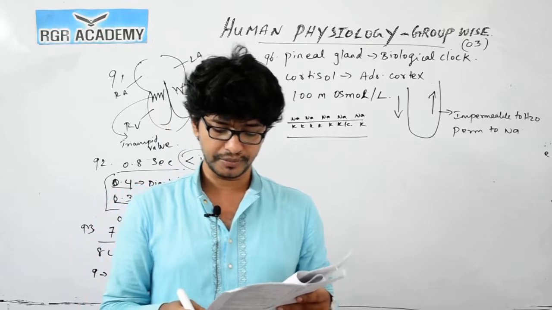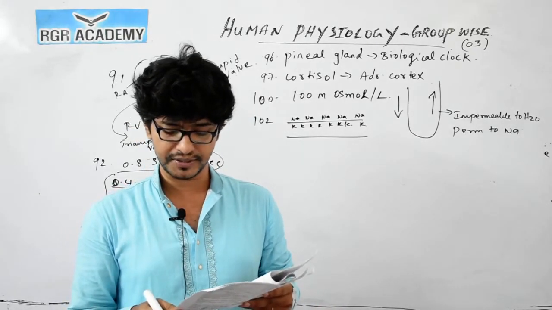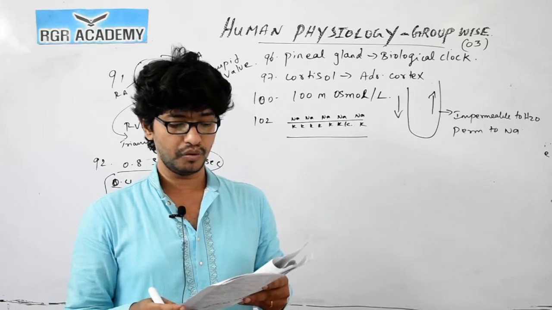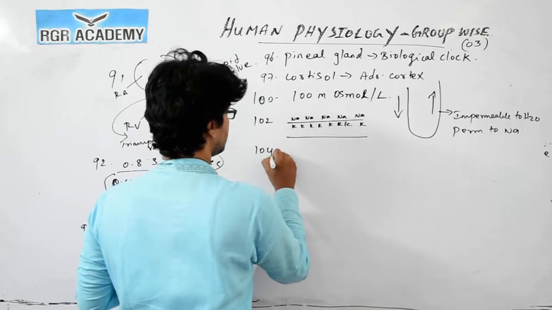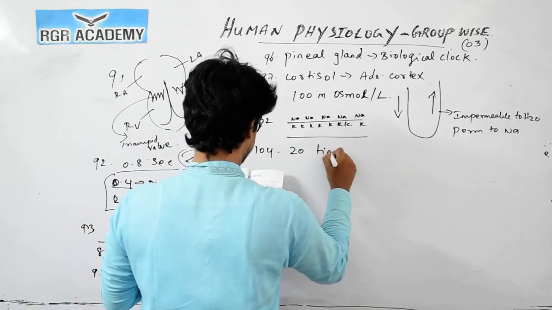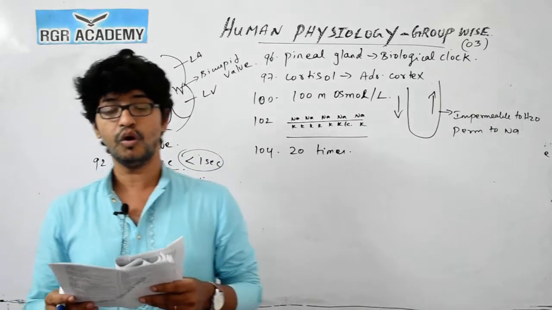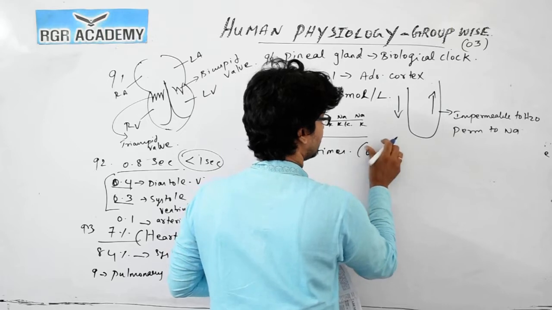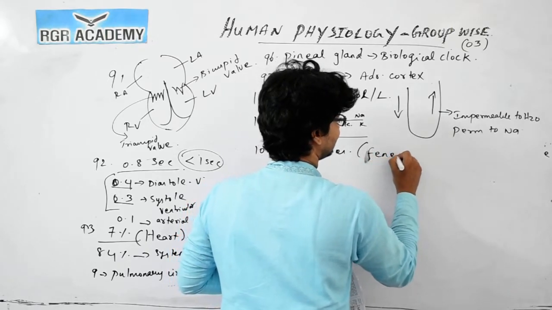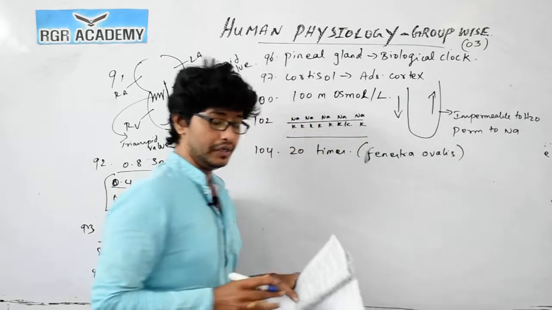Question number 105. The vibrations of the tympanic membrane are amplified approximately how many times in the oval window? It is 20 times. The reason is we have an oval window, which we also call the fenestra ovalis.